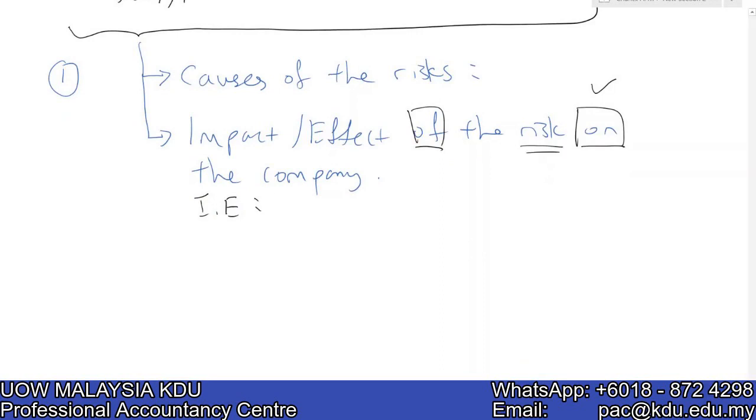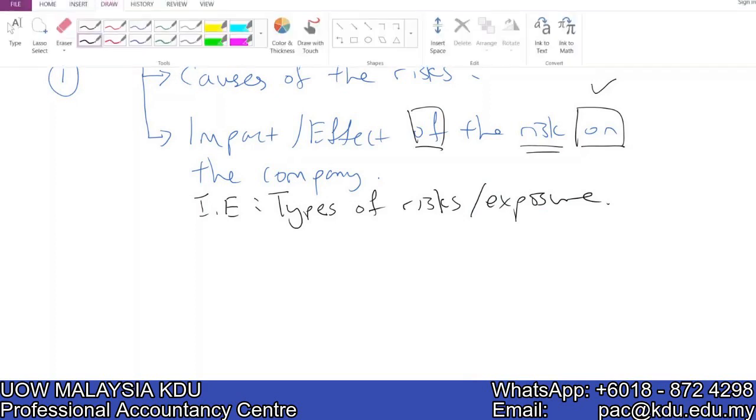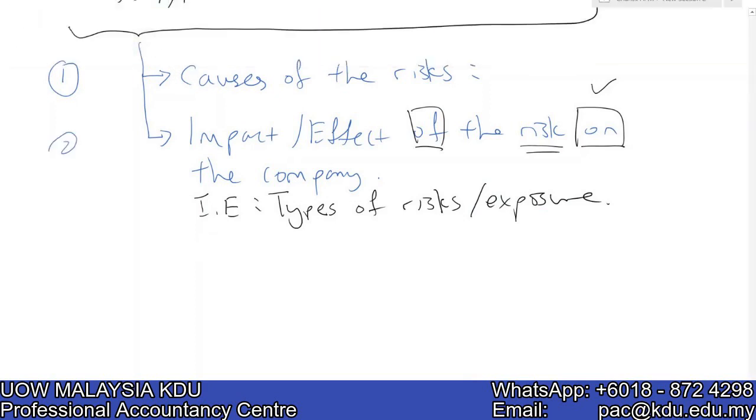We have to later touch upon the types of risk, or you can say the types of exposure. Different types of risk will affect the company in different manners. So you need to go deeper to differentiate what types of risks we are dealing with and how each and every type of risk affects the company. That will therefore be the second area we will be discussing in depth.